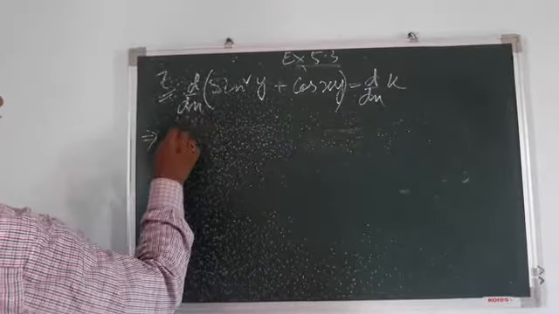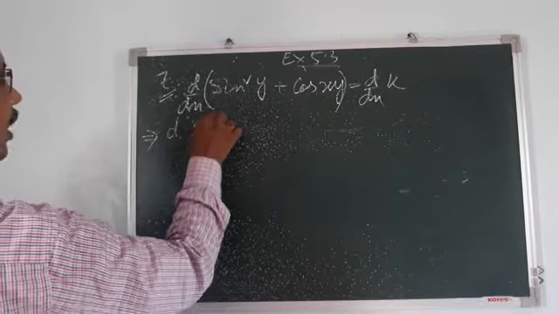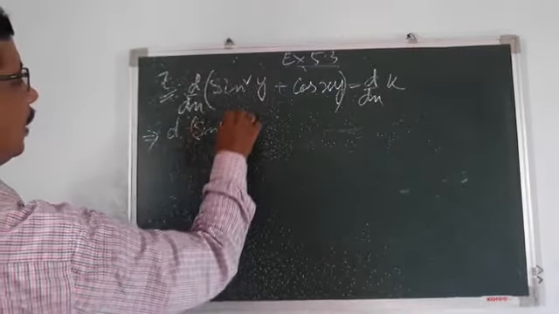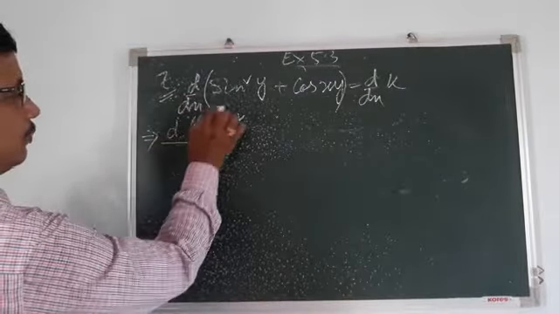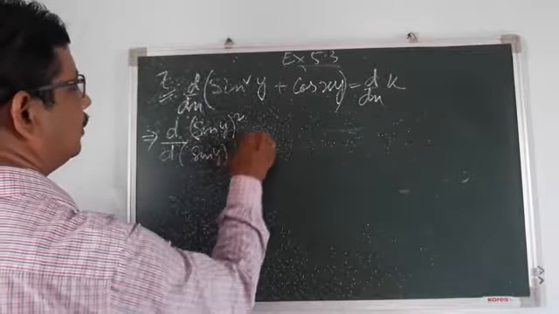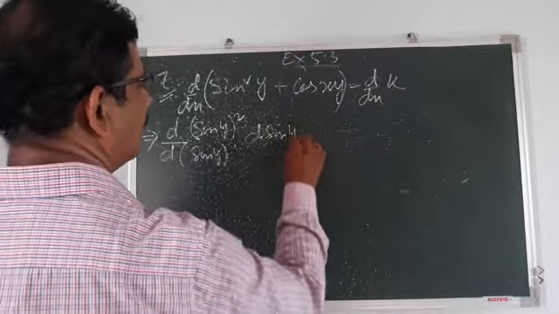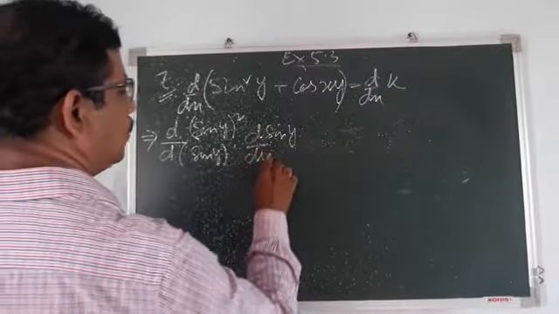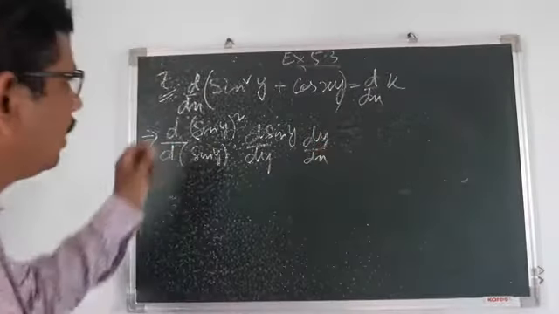Then here you see d(sin y) whole thing squared. If I break this one, automatically it is something squared, so you have to use the chain rule. d(sin y) you will write with respect to sin y, and d(sin y) with respect to y, then dy/dx. See here, what I have done?